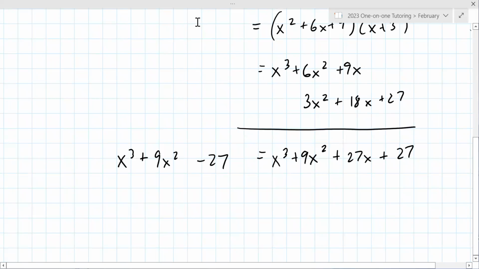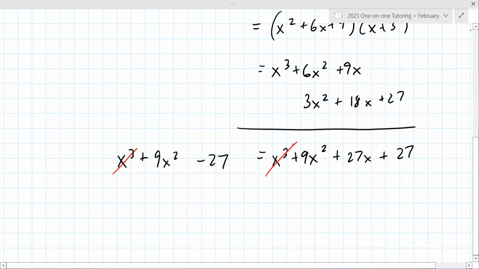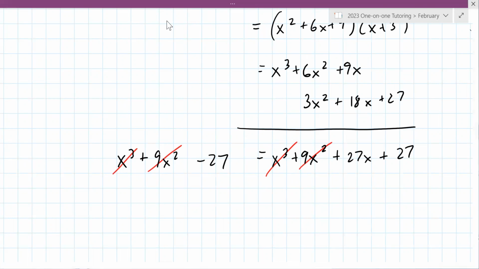So this looks awful, but it can be solved. You end up getting a bunch of cancellations. The x cubed cancels because they're on the same. Whenever one's on each side, they cancel out as long as they're the same sign. The 9x squared cancels out, and you're left with a nice linear equation here.